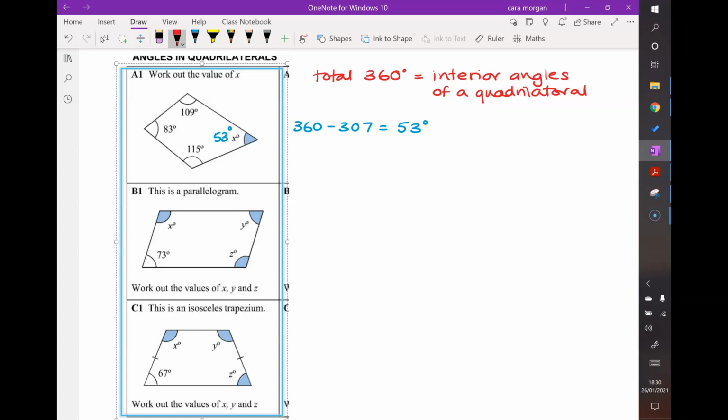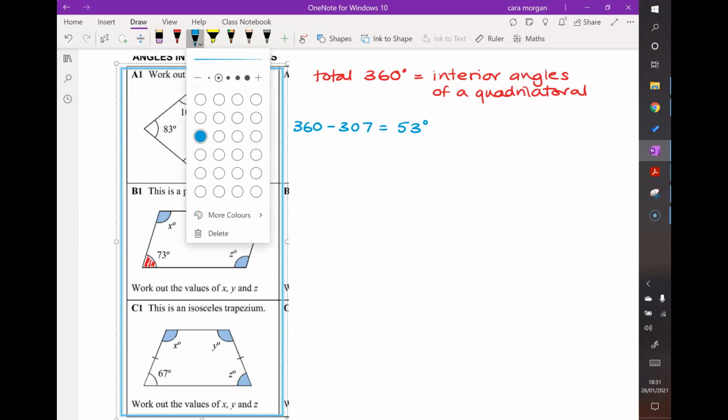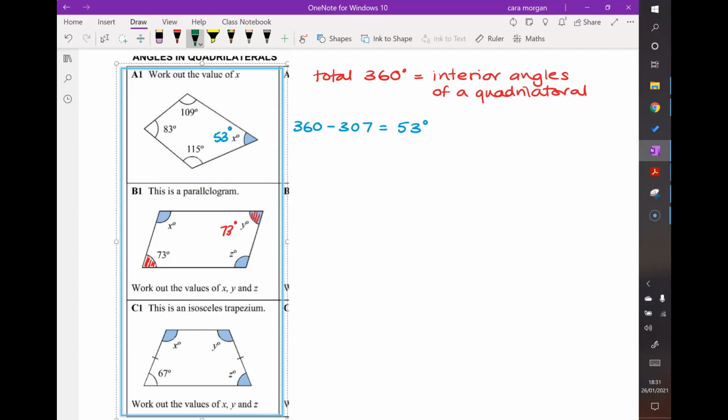Okay, the next one is a parallelogram. So I know that opposite angles are equal. So Y has to be 73 degrees. I also know that I've got co-interior angles in a parallelogram. So if I draw those parallel sides in and a line in between them, I know that 73 degrees add X must add up to 180 degrees. So I'm just going to subtract 73 from 180. If I do that, I get 107 degrees.